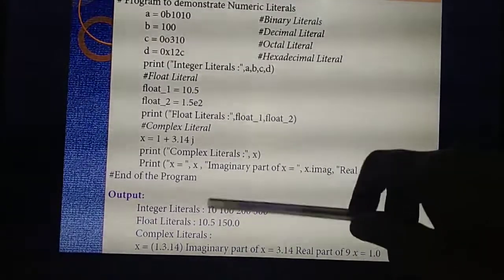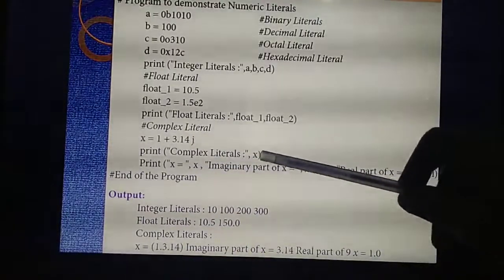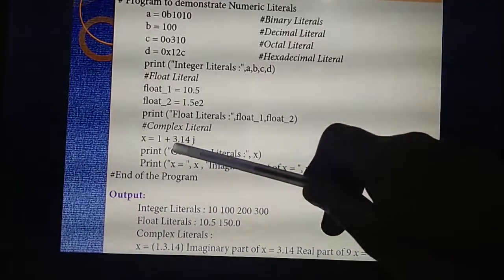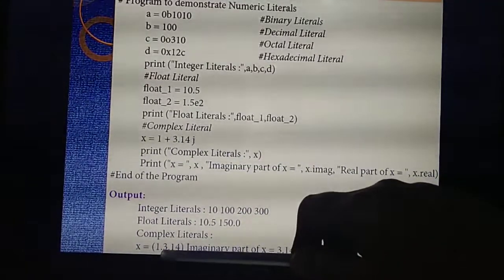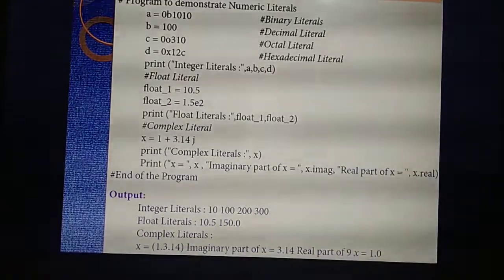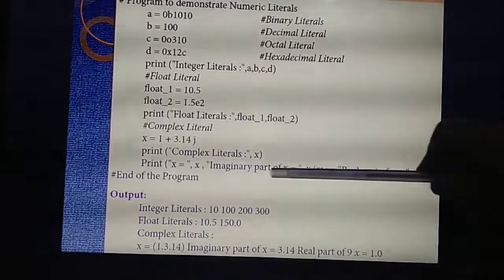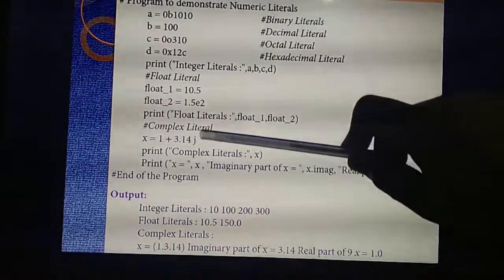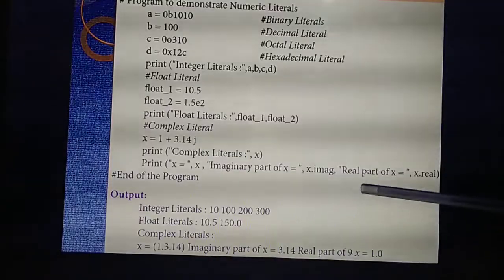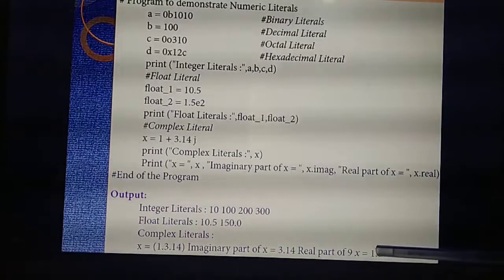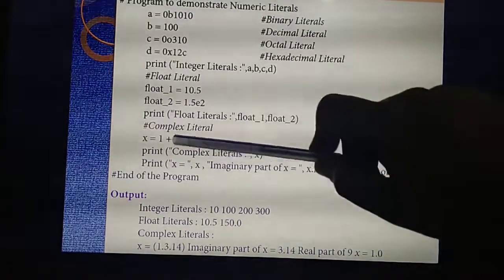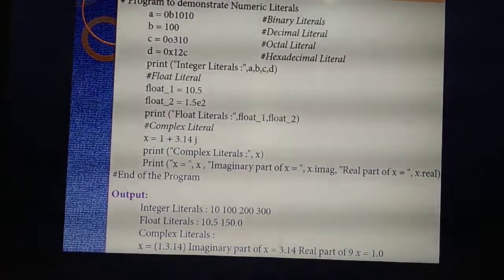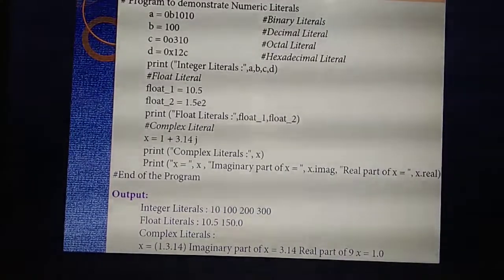Then complex literals. See, complex literals, what's the value of x? First you need to write the value. 1, 3.14. This is not a point. Okay. 1, 3.14. Then the imaginary part of x, x dot imag. What's the imaginary part? 3.14. Comma. Real part of x. What's the real part of x? x dot real. That means 1. That's 1.0. Understand? So this is somewhat tough. You understand and study. Okay.